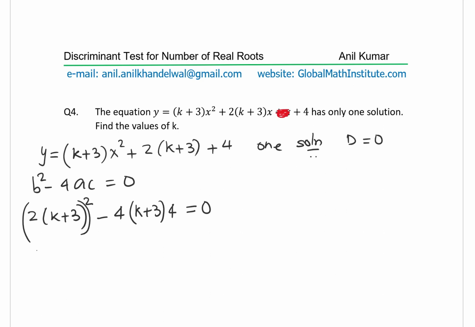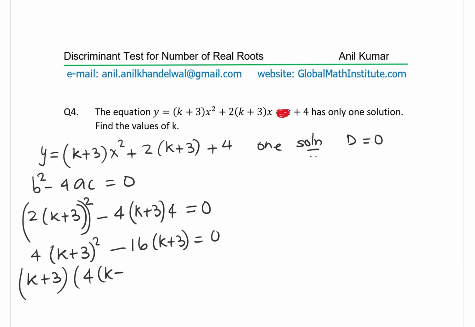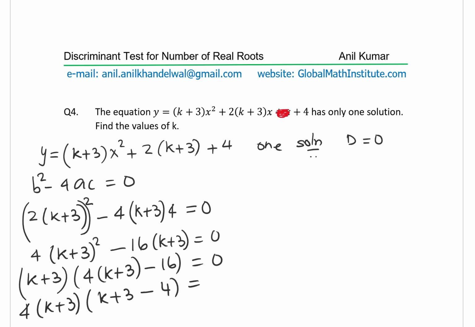So let's open this bracket. So we get 4 times k plus 3 whole square minus 16 times k plus 3 equals to 0. K plus 3 is common. So we get 4 times k plus 3 minus 16 equals to 0. We could have taken 4 also common actually. So in fact, we'll take 4 also common. So we get 4 times k plus 3 times k plus 3 minus 4 equals to 0. So now we can solve this particular equation.